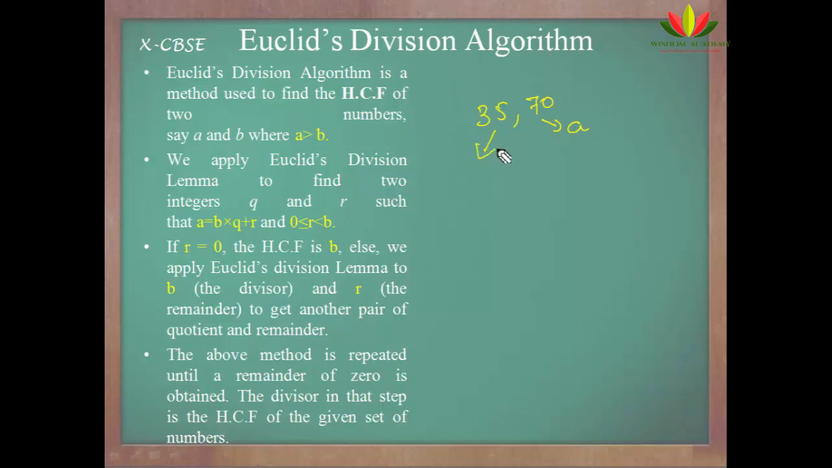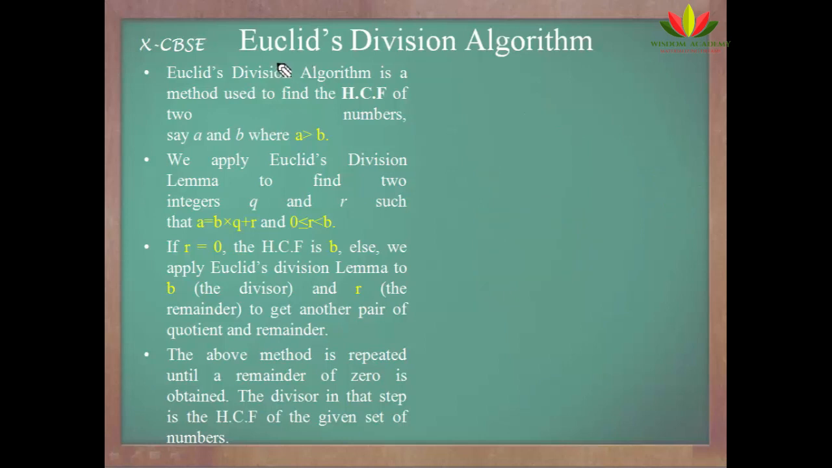and the remaining number will automatically come as b. So I want to express these two numbers in the form of a is equal to bq plus r, where q and r are quotient and remainder. To find the quotient and remainder, I will divide this number by 35. So it will be 2s are 70, remainder 0. So how can I write? 70 is equal to 35 into 2 plus 0. So this is Euclid division algorithm.